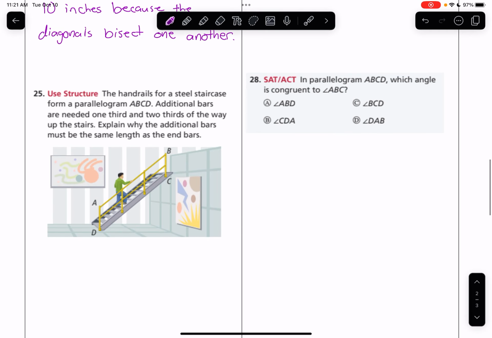25. The handrails for a steel staircase form a parallelogram ABCD. Additional bars are needed 1/3 and 2/3 of the way up the stairs. Explain why the additional bars must be the same length as the end bars. So why are these bars the same length as bar AD and bar BC? So we know that the new bars are parallel to the other bars. And since that's true, we actually have 3 parallelograms here. So we'll write that down. The new bars are parallel to the other bars.